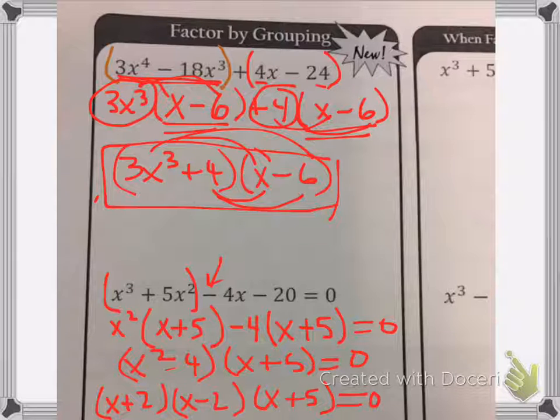That was called factoring by grouping. That's where you grab two of them, factor out a GCF, grab the last two, factor out a GCF, and make sure that what you had in parentheses is exactly the same to rewrite it.